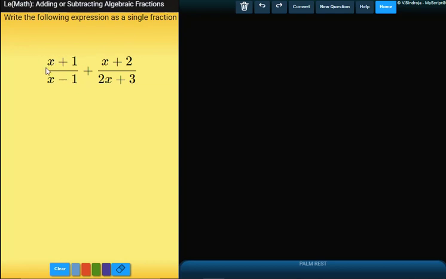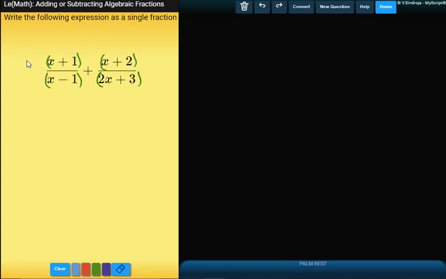Okay. So first things first, I'm going to put brackets around these, because they are the numerators, and that x is trapped with that plus 2. They're kind of together. That 2x and that plus 3 are together, and the brackets make sure that those two things are together. Right, now if you look at it, the denominator here is x minus 1. The denominator here is 2x plus 3.